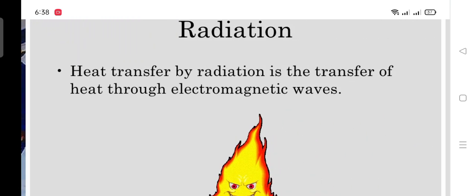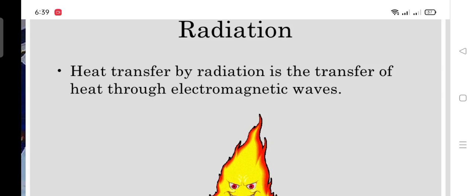Now is the radiation. Radiation is a transfer of heat through electromagnetic waves. It means when you purchase ice cream from the shop and bring it home, but it suddenly melts. Why does it melt? Due to the radiation. Where is the radiation coming from? It's coming from the sun in the form of ultraviolet rays, or we can say electromagnetic waves. So this is all about radiation.